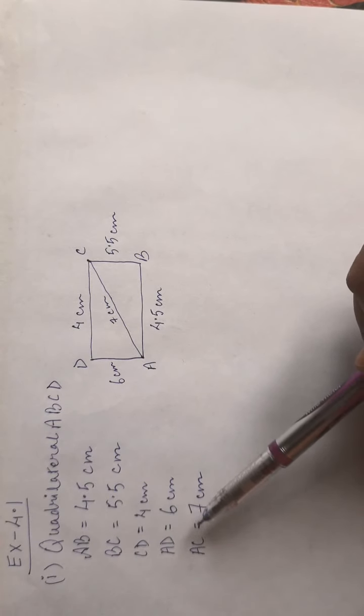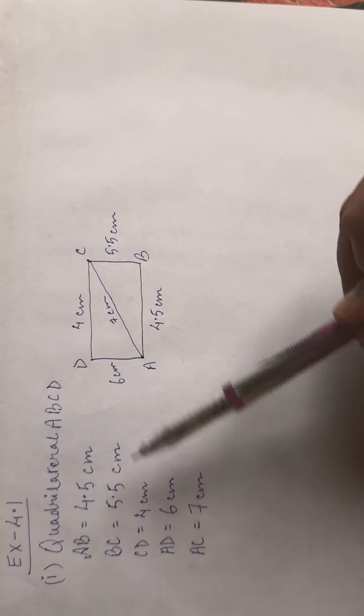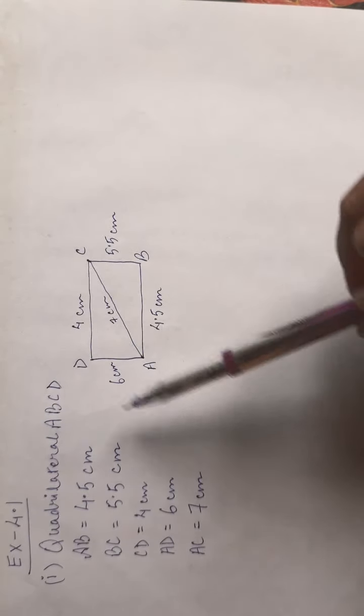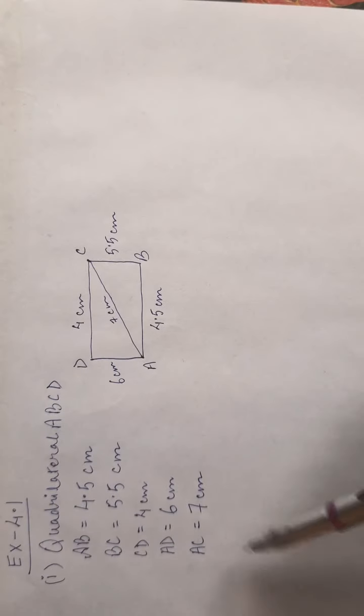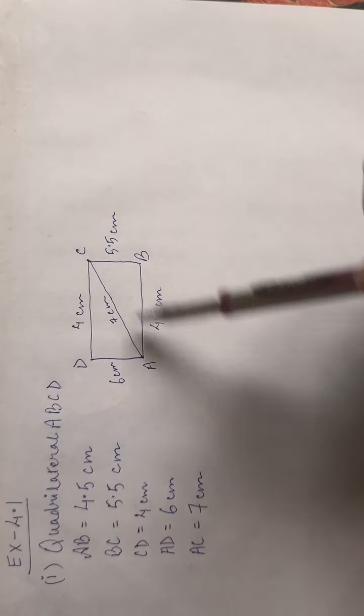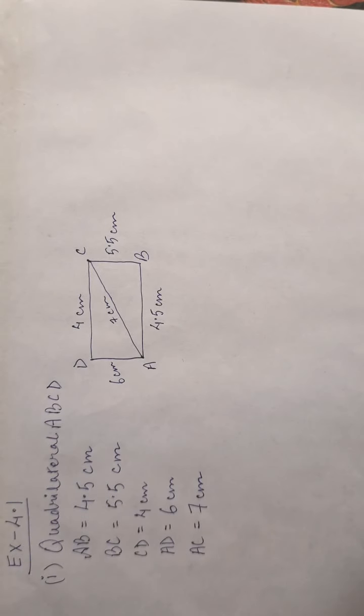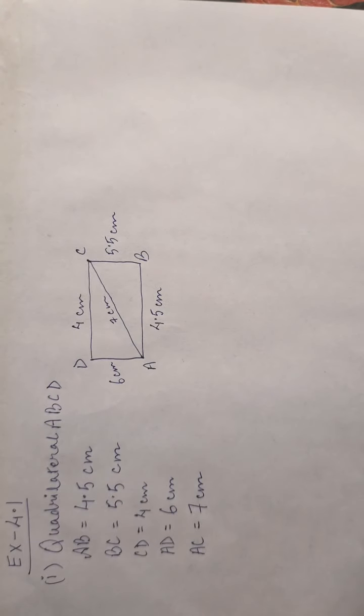Then CD is 4 centimeter. AD 6 centimeter, right? So all the 4 sides are done. Now AC is given. That means AC is the diagonal. The diagonal's measurement is 7 centimeter. Right? So this is the rough sketch. So the quadrilateral that we will construct will be near to this. Okay. So now we completely know which one is the diagonal and which are the sides.